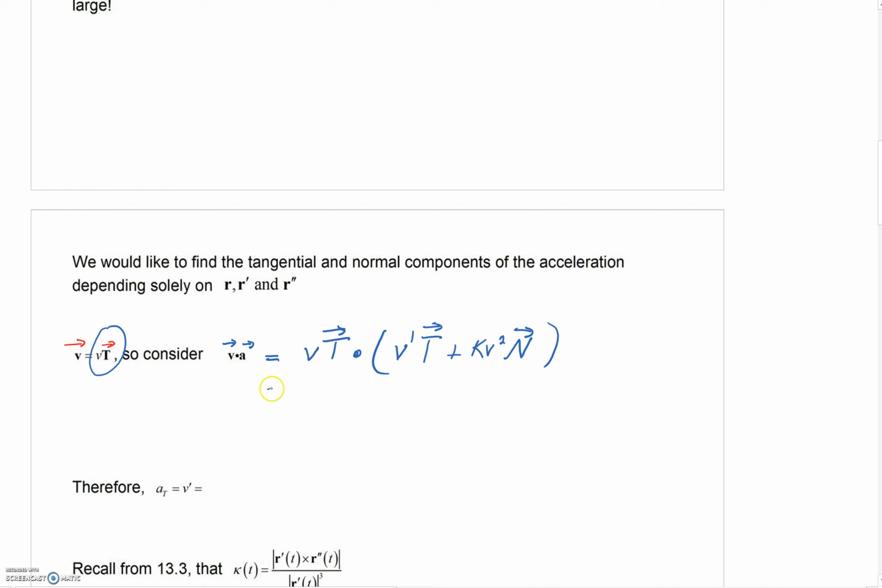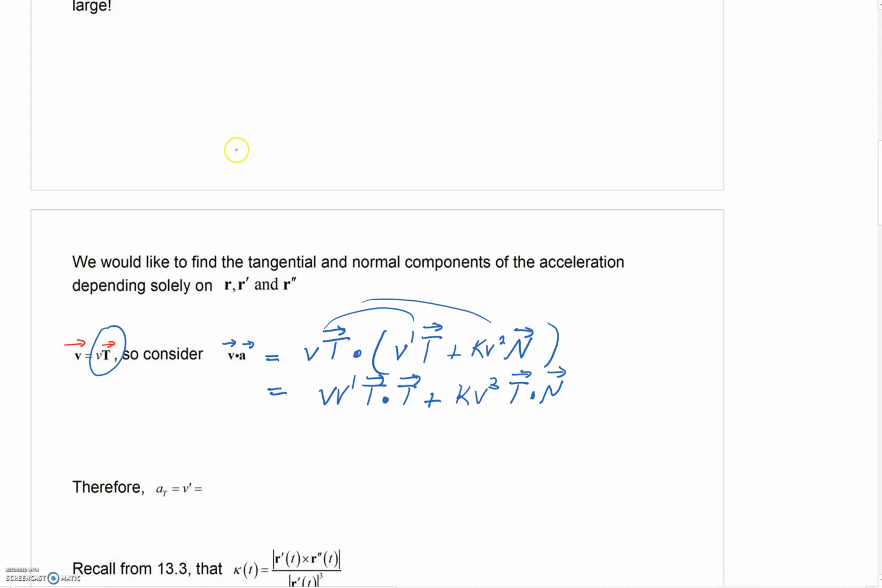So at this point, if we did our dot product, you can see what's going to happen. We'd have our v prime, and then we'd have our unit tangent vector dot producted to itself. Then over here, we'd have a v and a kappa, that's a kappa v cubed. But then we'd, of course, have our tangent vector dotted with our normal vector.